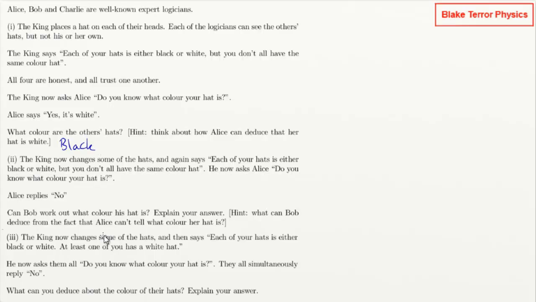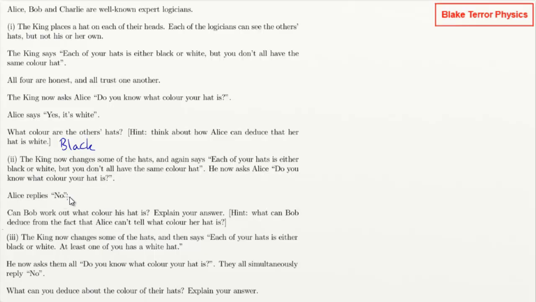So part 2, the king now changes some of the hats and again says, each of your hats is either black or white. You don't all have the same colour. He now asks Alice, do you know what colour your hat is? Alice replies, no. Can Bob work out what colour his hat is? Explain your answer.